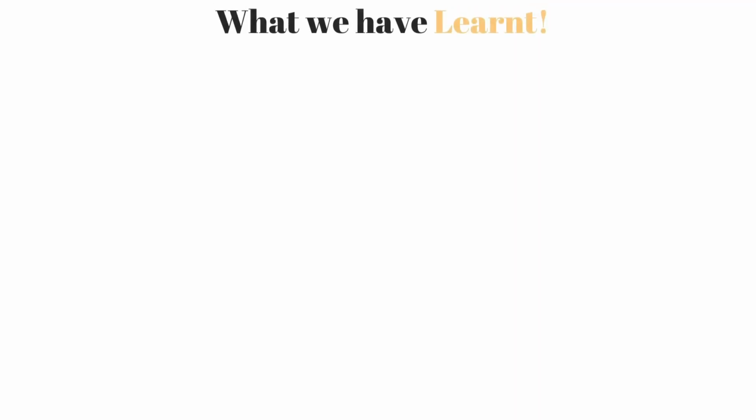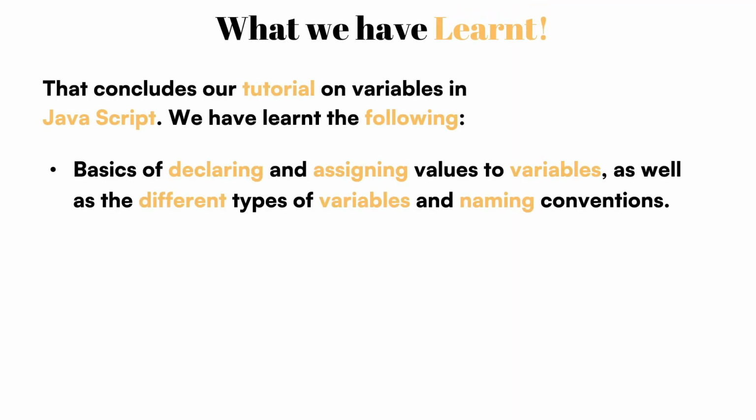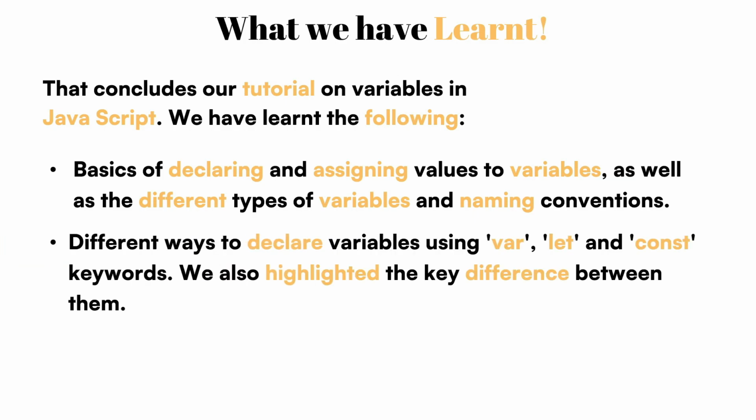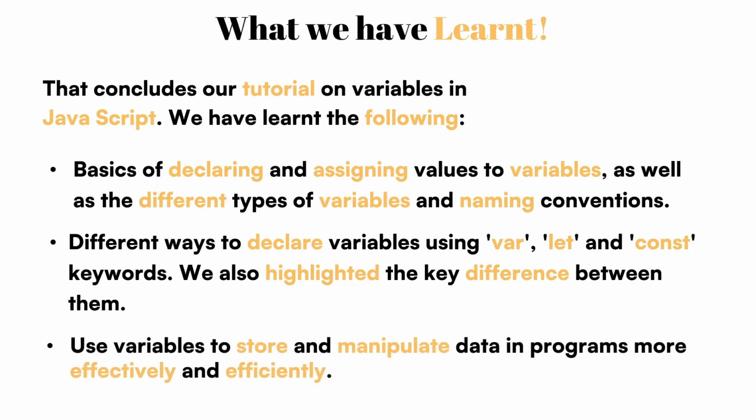The conclusion. What have we done? We have learned the following: the basics of declaring and assigning values to variables, as well as different types of variables and naming conventions; different ways to declare variables using the var, let and const keywords. We also highlighted the key difference between them: let and const are two new ways to declare variables, but let allows you to reassign values. Finally, we looked at how to use variables to store and manipulate data in programs more effectively and efficiently, as we have done in the tutorial.